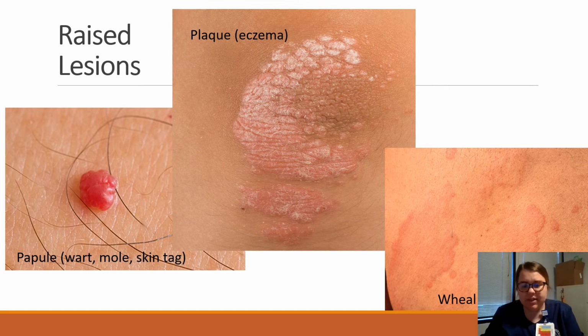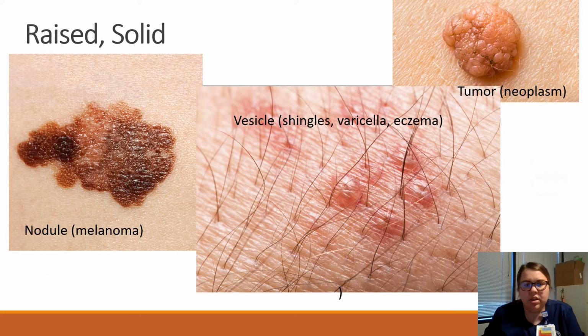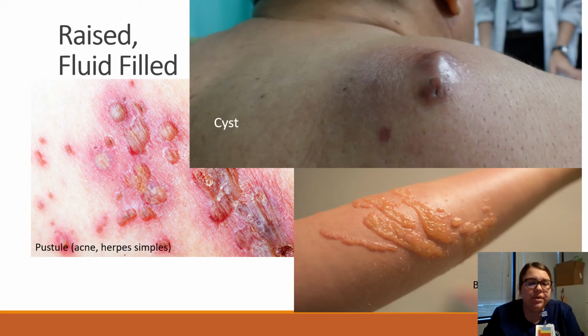There's a wheal. Let me take this off. This bottom one, they look like wheals, okay? But this is an allergic reaction. So these are hives. Raised solid, so a nodule, which is also known as a melanoma. A vesicle, okay, that's shingles, could be varicella, could also be eczema. A tumor, so neoplasm. A raised fluid-filled lesion, okay. You have a pustule, such as herpes simplex or acne.